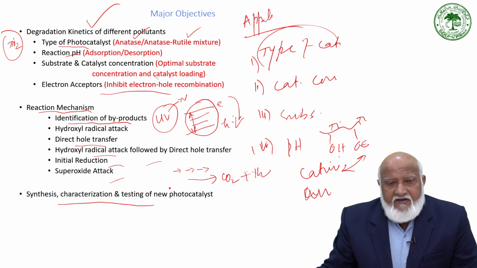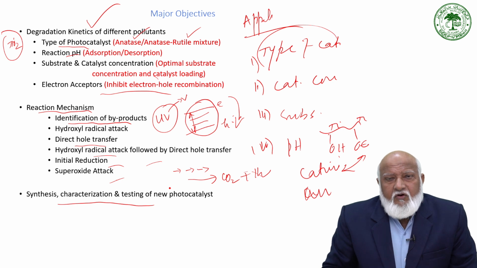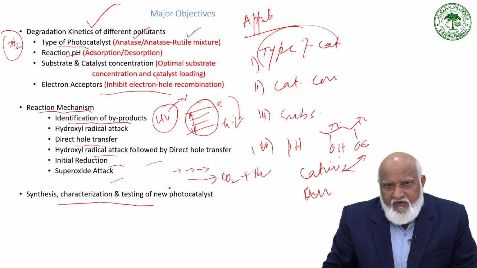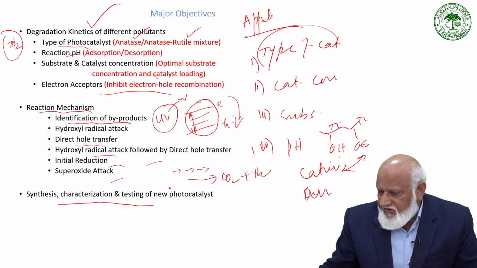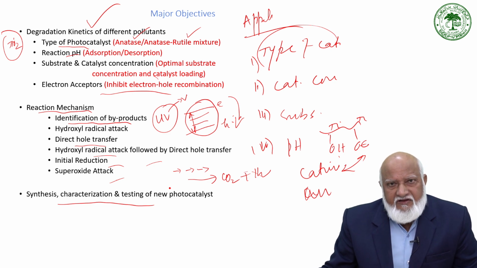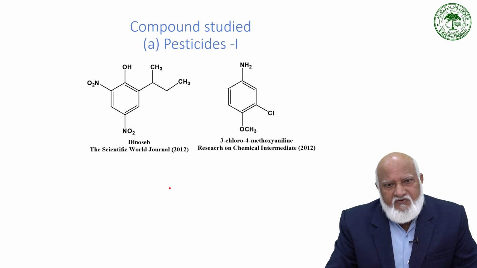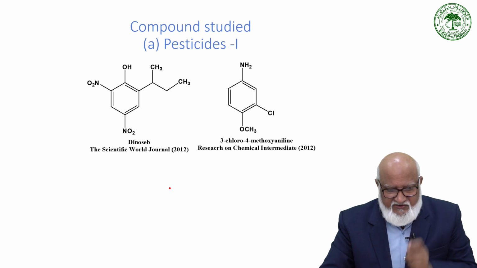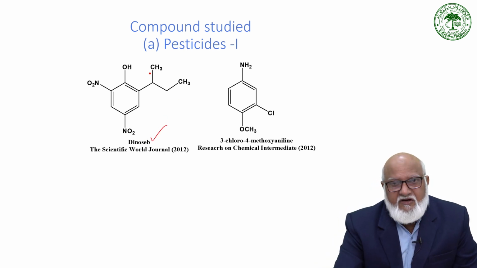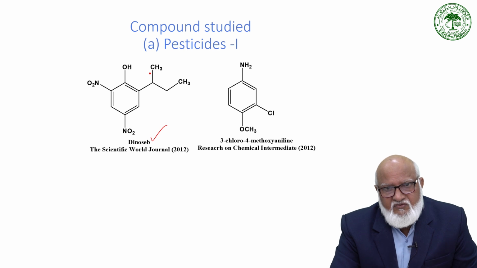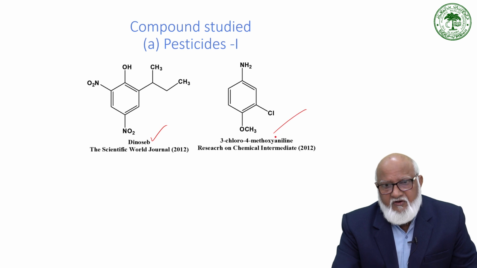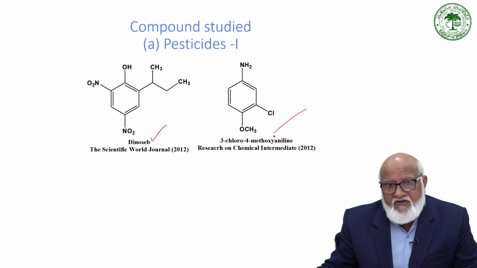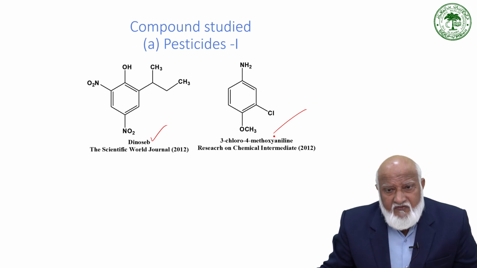So as I have mentioned, we were also involved in carrying out these reactions, and we have done a lot of work by studying the degradation of a large number of pesticides, dyes, drugs, and so on and so forth. Some of the compounds which we have studied are a few pesticides such as Dinoseb. Dinoseb is a pesticide which has been used extensively in the fields for better crop, and of course this is an organic pollutant. Chlorinated aromatic hydrocarbon has been found to be. So these are the few pesticides which we have studied.